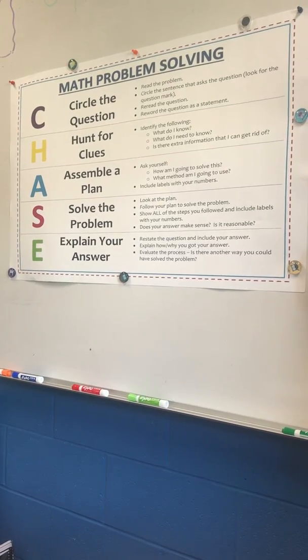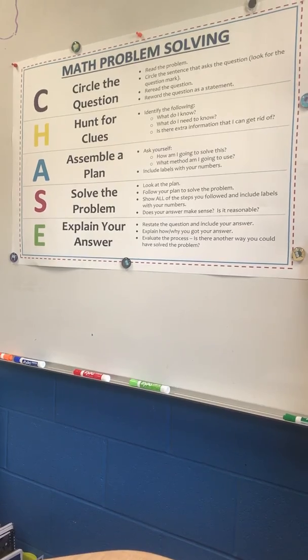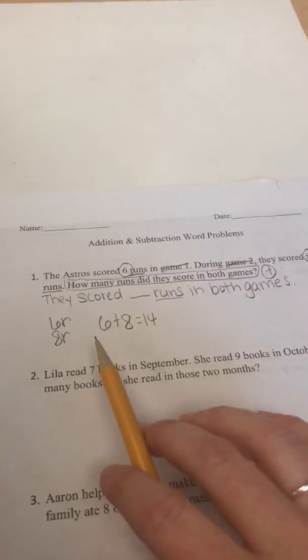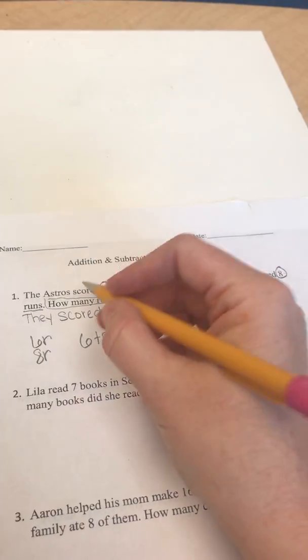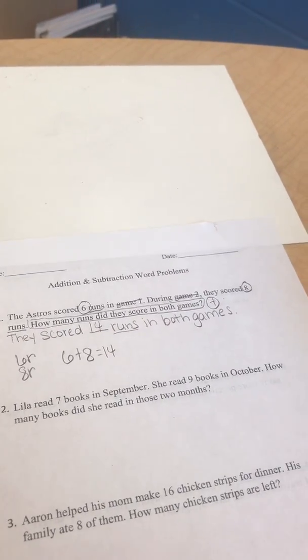All right, explain your answer. Restate the question and include your answer. Explain how or why you got the answer. Evaluate the process. Is there another way you could have solved the problem? So I'm going to plug this into my statement. They scored 14 runs in both games.